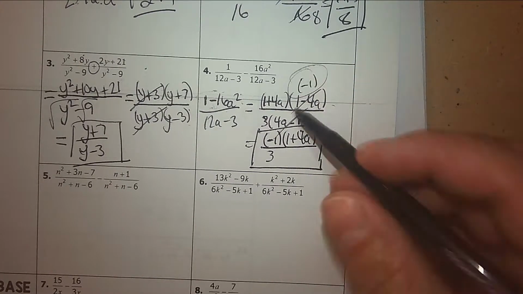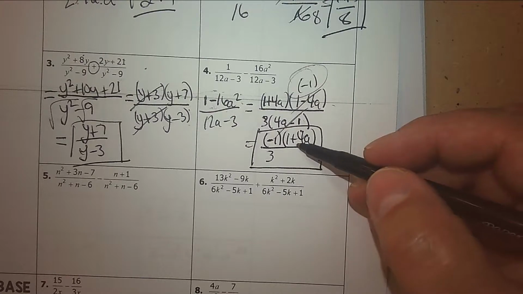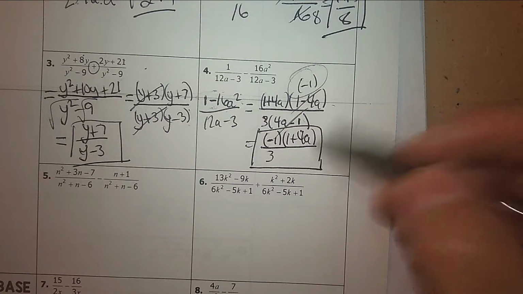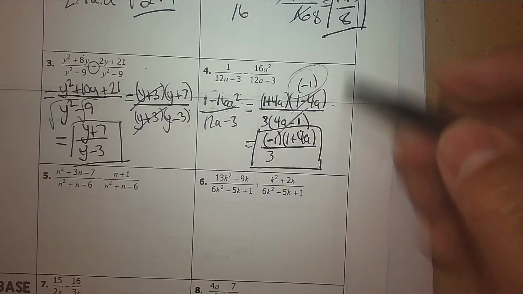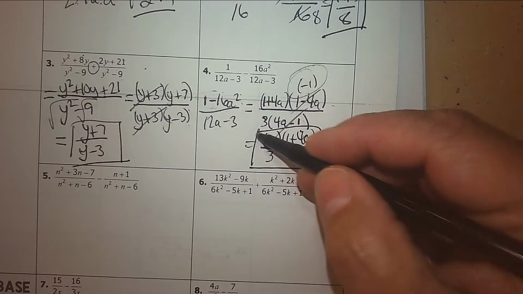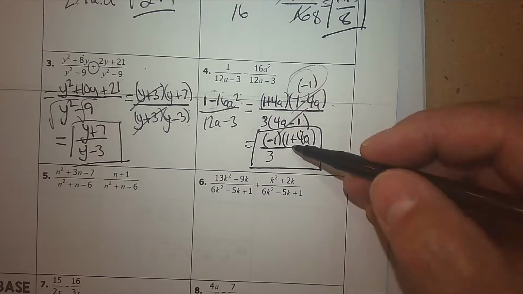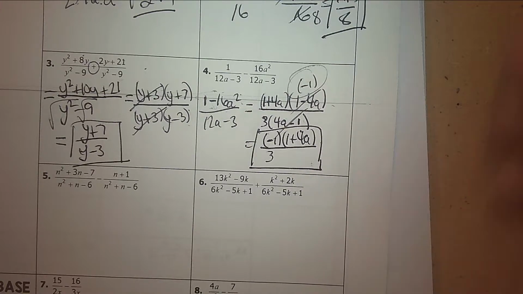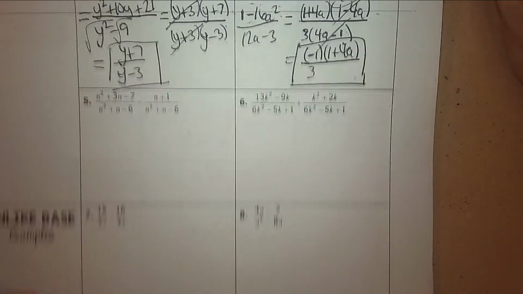And you don't need to multiply. You could write the answer as negative 1, subtract 4a, or this way. Both are good. So when I finally get my answer in lowest terms, it's negative 1, 1 plus 4a over 3. All right, try number 5.